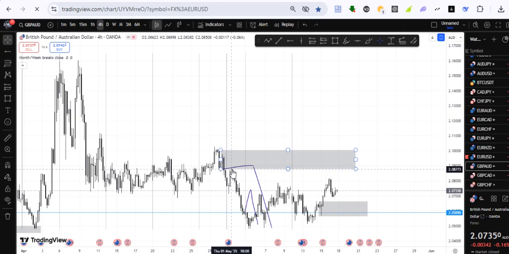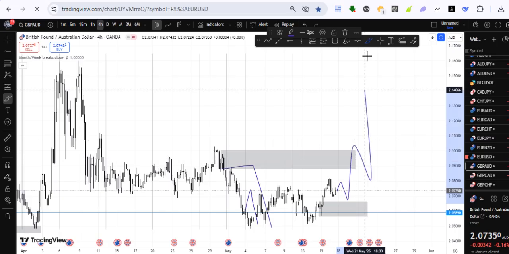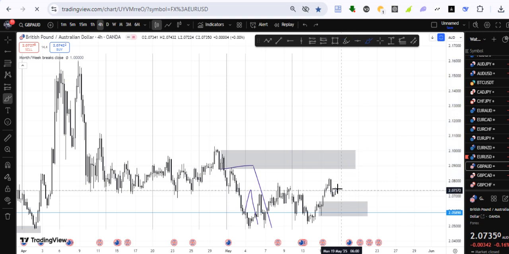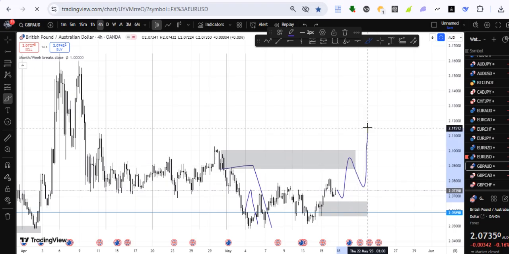So probably that is what I would love to see. That's what I would love to see, but let's not over exaggerate it. Let's see a bounce, a pullback, and then we can see we have another opportunity to long. So that's what we'll be doing for the pound AUD.